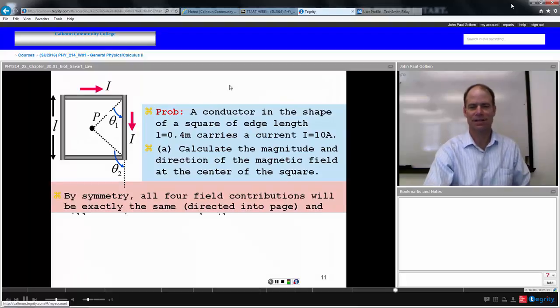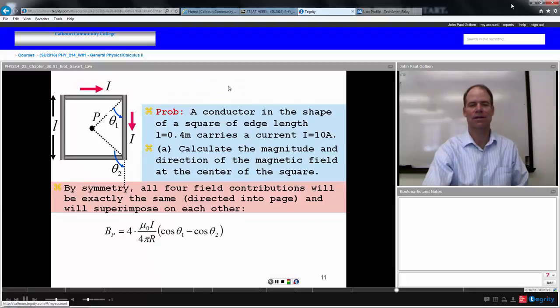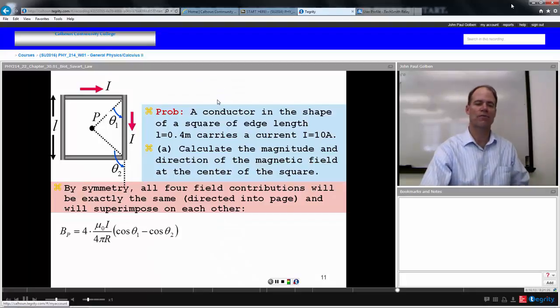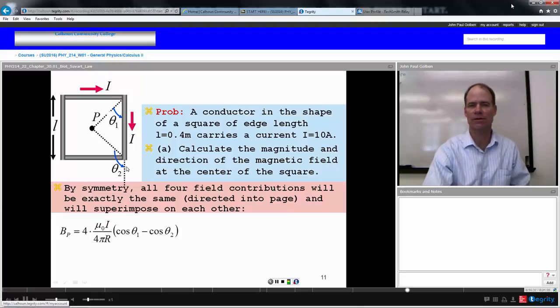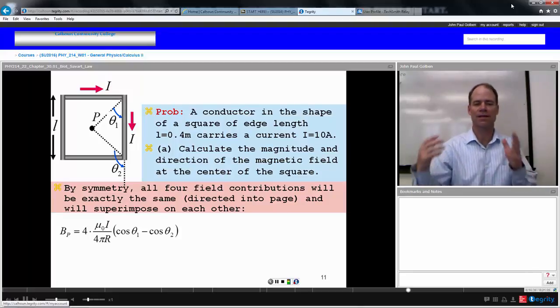Sounds good. So that's our objective. The total magnetic field will be 4 times the magnetic field due to one segment, which would be 4 times mu naught I over 4 pi r, cosine theta 1 minus cosine theta 2. Now you may know by looking at the geometry that theta 1 should be 45 degrees and theta 2 is 45 plus 90, or 135 degrees. So you can plug that in for your theta 1 and theta 2.